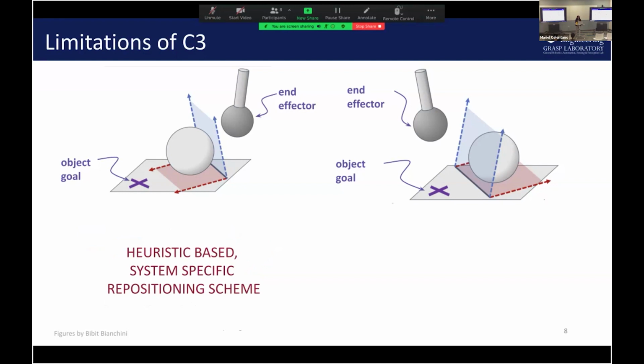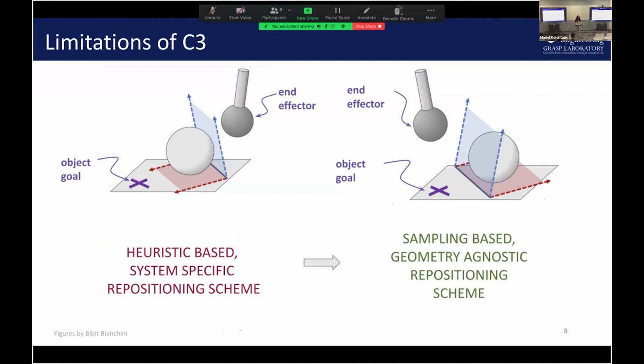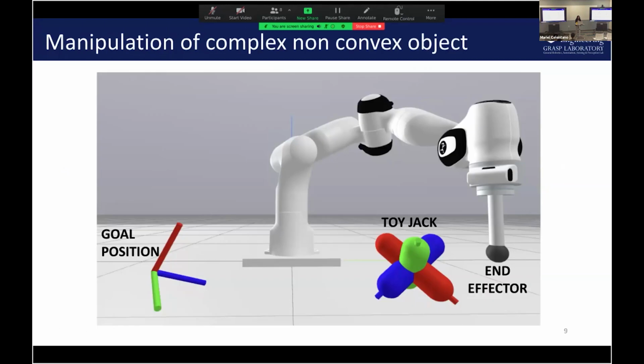And the aim of this work is to replace this heuristic-based, system-specific repositioning scheme with a sampling-based, geometry-agnostic repositioning scheme. Why do we think that we want something like this? Well, let's say instead of trying to manipulate that ball, we were trying to manipulate an object that looks something like this, which is this toy jack that we have here. We have the spherical end effector and we have the goal position. And this object right here is a very non-convex object, and so the same heuristics that we had for that ball wouldn't work for something like this.